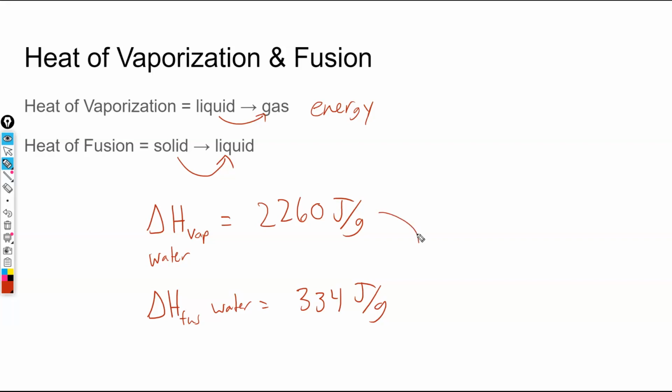This is compared to specific heat, which if you remember was measured in joules per gram degrees Celsius. Because remember, there is no temperature change occurring at these points. They're staying constant. That's why you don't worry about temperature change like you do with specific heat.